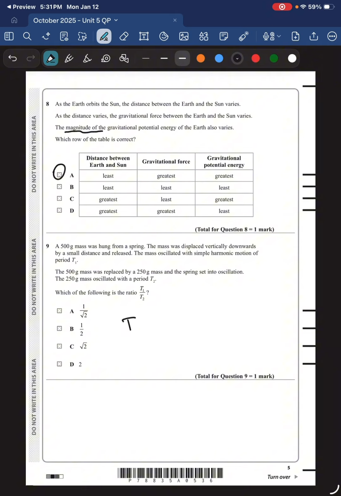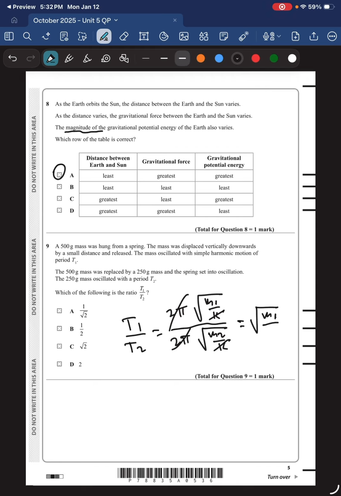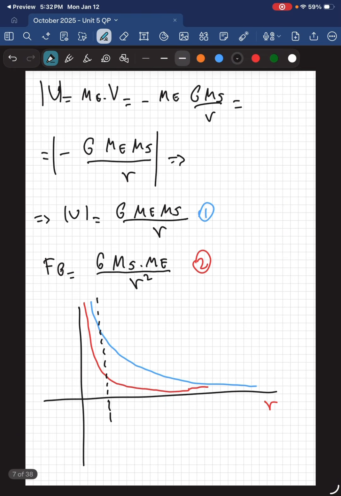Okay, so we're going to use the formulas. So t1 over t2: t1 is going to be 2 pi times the square root of m1 over k, and then we're going to have 2 pi times the square root of m2 over k. Okay, 2 pi cancels, k cancels. So we're left with the square root of m1 over m2, and this is simply the square root of 500 over 250, which is 2. So the square root of 2, which is C.